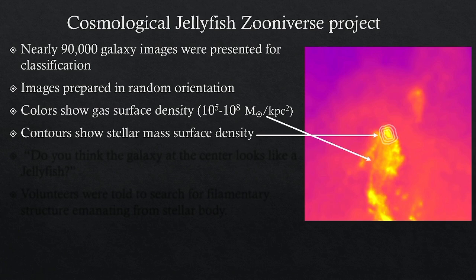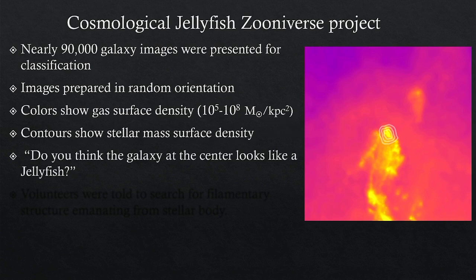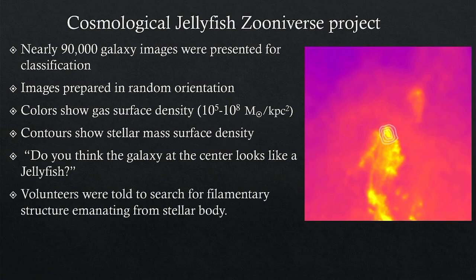They were prepared in a random orientation, and we were showing the density of gas in color bars and the stellar contours to show the body, and that's how you can compare between the 2 of them. And we finally just asked a very simple question: do you think this galaxy looks like a jellyfish? Of course, we had some explanations, examples, a tutorial, the works, but it boiled down to this very, very simple classification task. They were told that volunteers should search for filaments which are emanating from the stellar body, so nothing very, very far away.